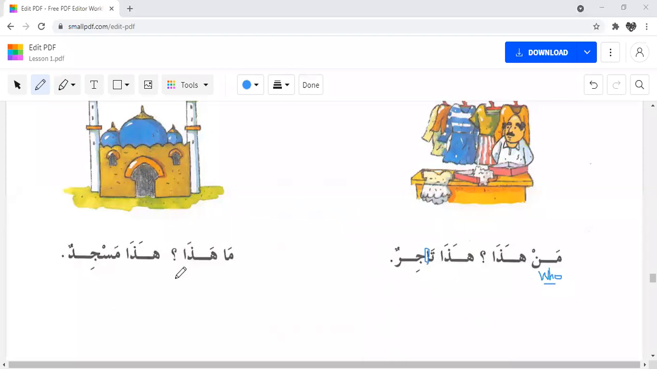Najam Tariq? What is this? Okay, you can read it, no problem. Go ahead. Hada masjidun. This is a masjid. Yes, so this is what, okay? What is this? Ma is what, man is who. Okay. Tajirun means merchant. Okay?